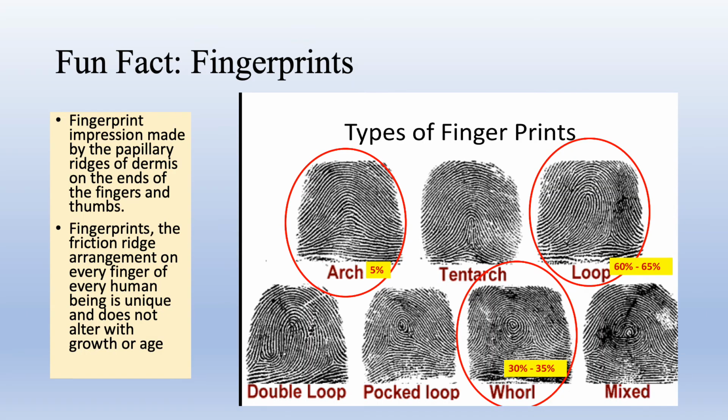A fingerprint is an impression made by the papillary regions of the dermis on the ends of the fingers and thumbs. The friction ridge arrangement on every finger of a human being is unique and does not alter with growth or age. The most common type of fingerprint is the loop, which 60 to 65% of people have, the second most common is the whorl, and third is the arch.